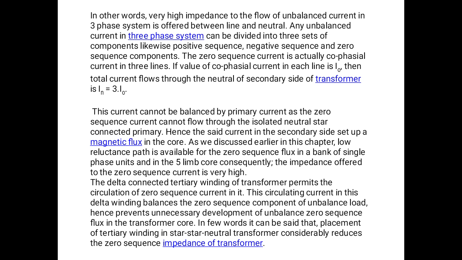And next is the three winding transformer, which we have studied. A three winding transformer is employed to avoid unbalancing, unloading and harmonics, and to supply the auxiliary load. These are the different types of transformers which are used in a power system.